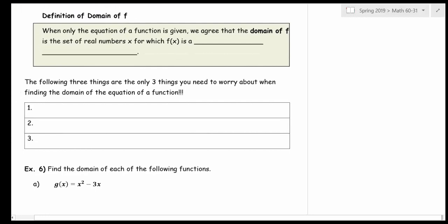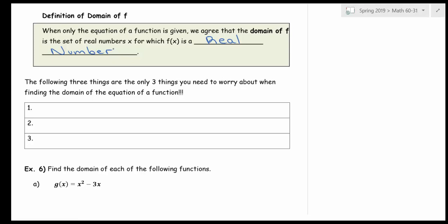Alright, let's talk about the definition of the domain of f. When only the equation of a function is given, we agree that the domain of f is the set of real numbers x for which f of x is a real number.